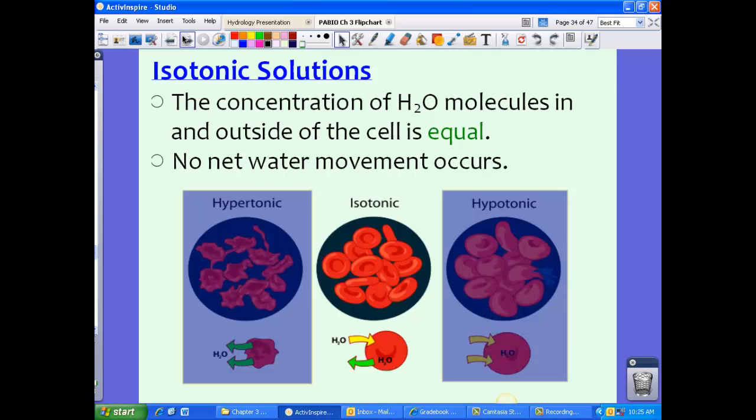In an isotonic solution, the concentration of water molecules in and out of the cell is equal. So basically, there's no net water movement, meaning that if 2 water molecules move in, then 2 are going to come out. It's equal. This is normal. We really like to be in isotonic solutions. This is where your body works best, in an isotonic solution.